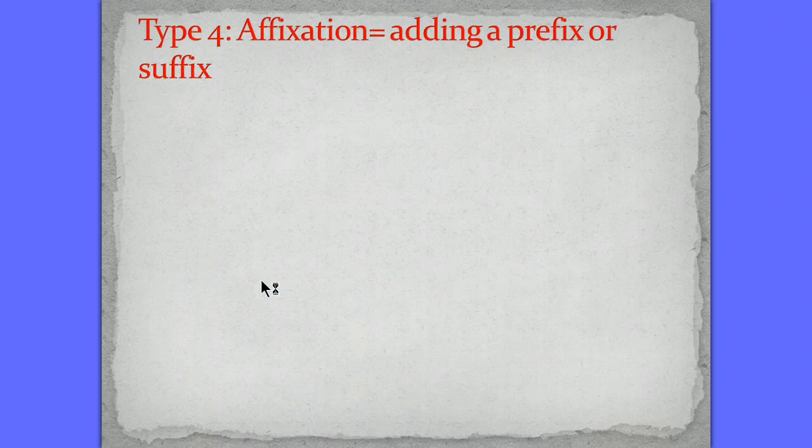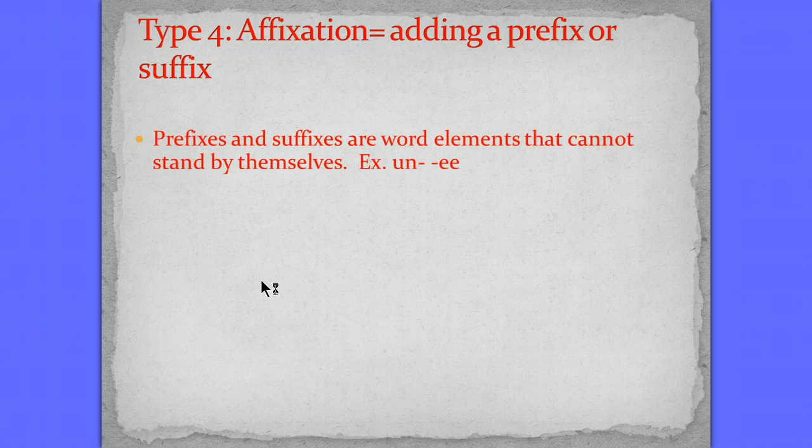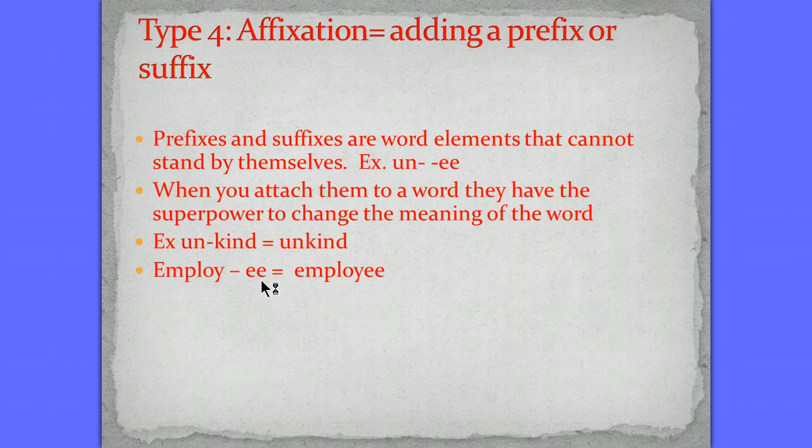Okay. We got another type, type 4, called affixation. That's when you add a prefix or a suffix to a word. Prefixes and suffixes are word elements that cannot stand by themselves. They're meaningless by themselves, such as un or ee. But add them to a word, and they have the superpower to change the whole meaning of the word. So unkind, un plus kind, which will be unkind; employ plus ee, which will be employee.